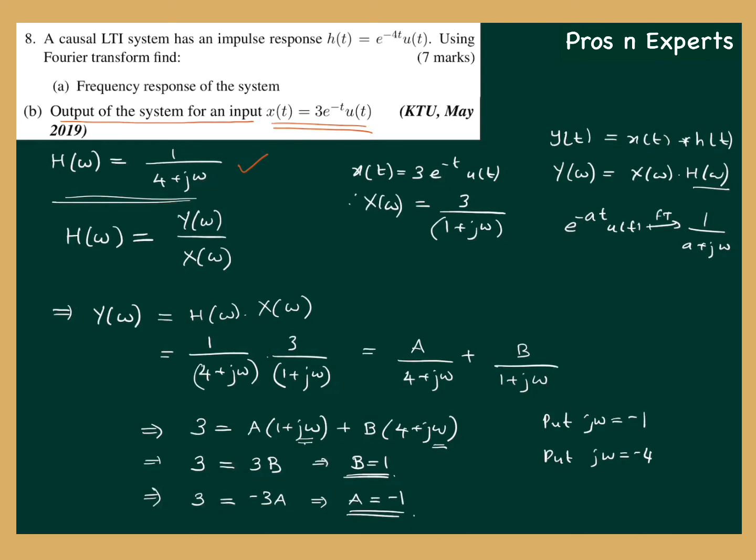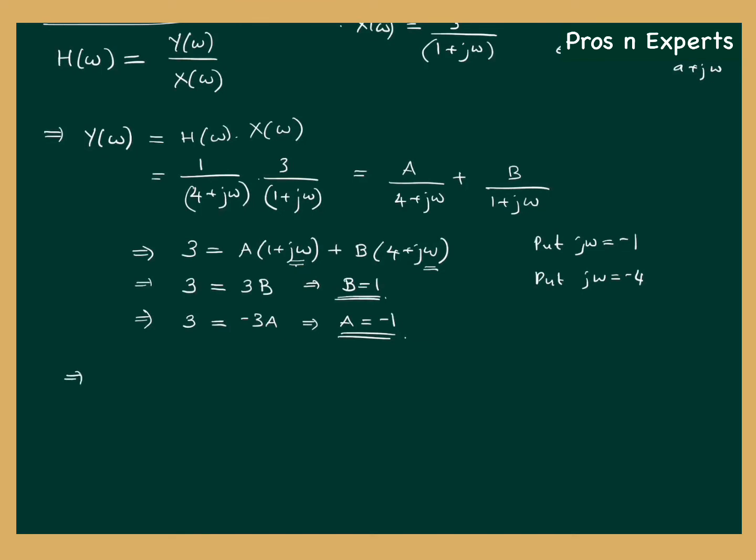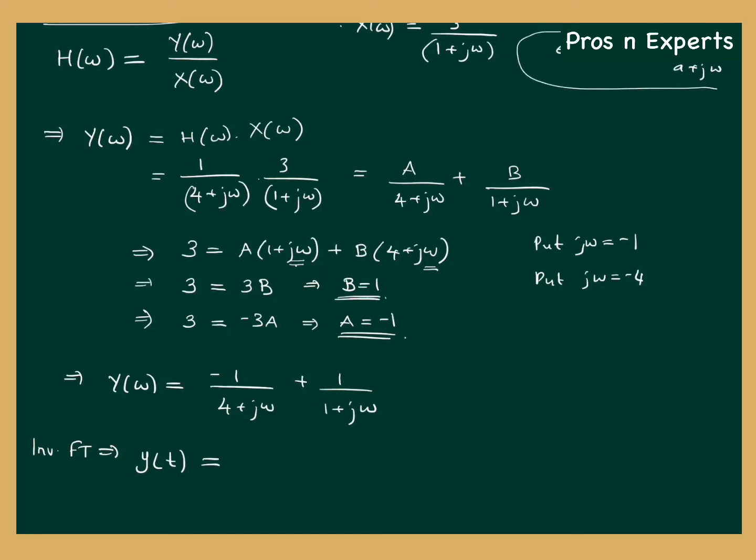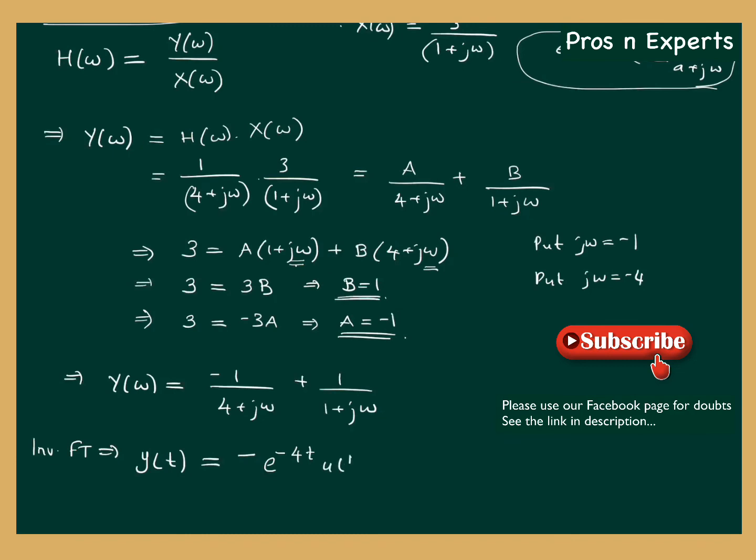So we can rewrite our equation as Y of omega is equal to, with A as minus 1, minus 1 by 4 plus j omega plus 1 by 1 plus j omega, because B is 1. Now it's only a matter of taking the inverse Fourier transform. The inverse Fourier transform of Y of omega is y of t. So y of t is equal to, what is the inverse transform of 1 by 4 plus j omega? You have this relation here, so 1 by 4 plus j omega gives e raised to minus 4t u of t. There's a minus sign already there, so minus e raised to minus 4t u of t plus, what is the inverse transform of 1 by 1 plus j omega? Again, it is in this format. 1 by 1 plus j omega gives e raised to minus t u of t. So this is the final answer.